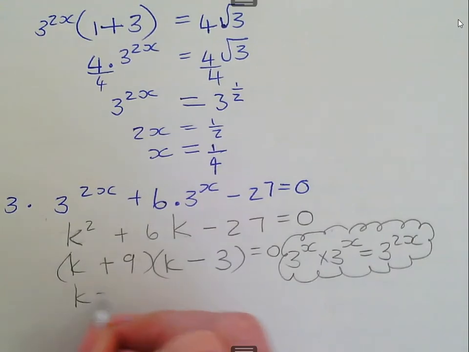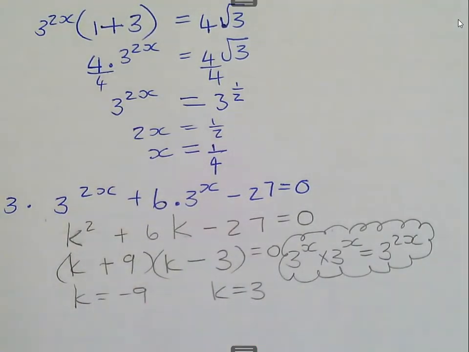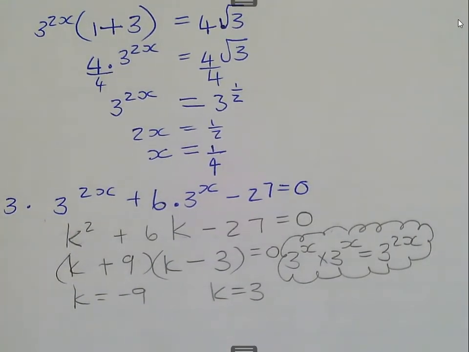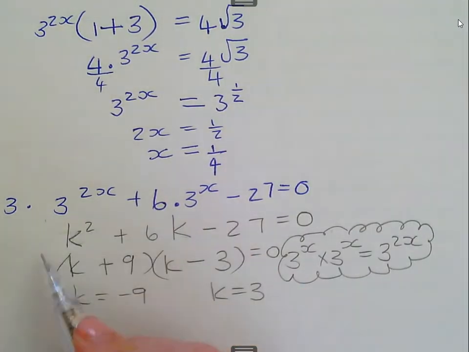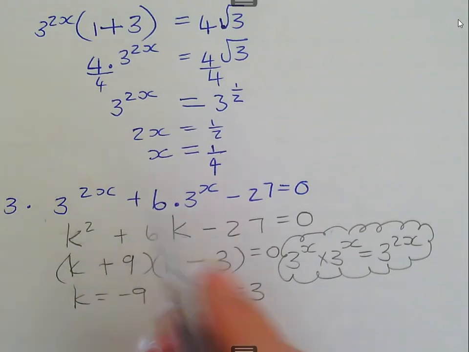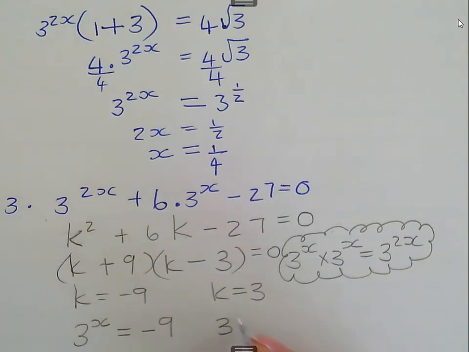And then k is equal to negative 9 and k is equal to 3. I've done all the mathematics I can do, ne? Now I need to put the gogga back in. What was the gogga? 3 to the power of x, not 3 to the power of 2x. It was 3 to the power of x equal to negative 9 and 3 to the power of x equal to 3.